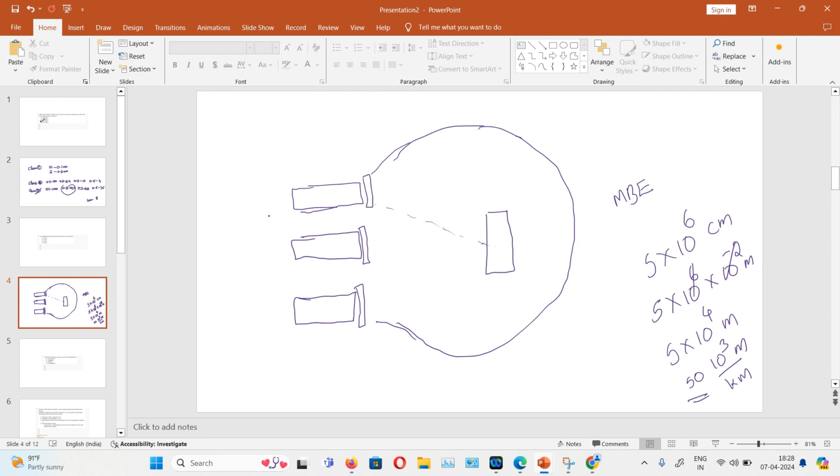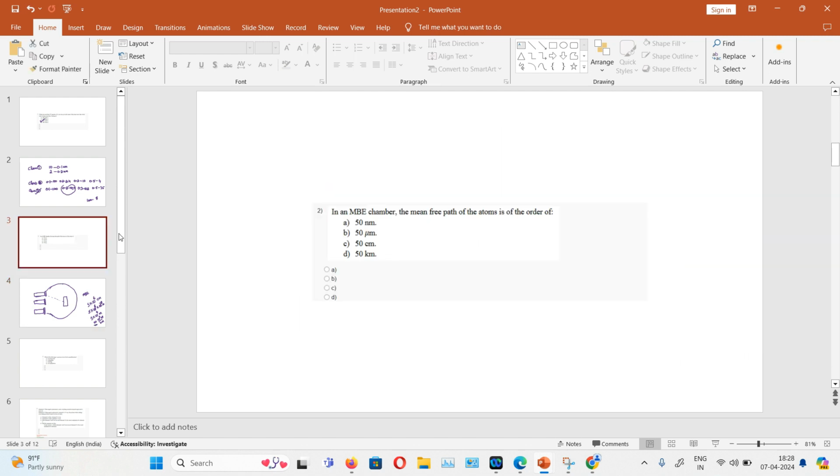Since this uses a very small opening such that molecule by molecule is ejected, and it passes through a high vacuum condition to reach the substrate, it can have a very high mean free path. The order of the mean free path is around 50 kilometer. So among 50 nanometer, 50 micrometer, 50 centimeter and 50 kilometer, your answer is 50 kilometer. Okay.